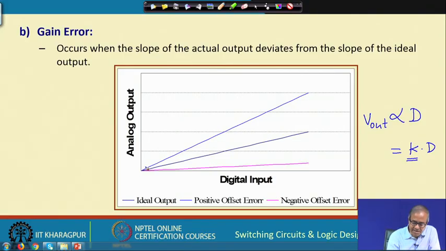If K changes, here I am showing it as a straight line, but actually these are the steps. I am showing it as a straight line approximately. So, what will happen? The slope of the straight line will change if the value of K changes. This is called gain error. Suppose this black one is the ideal output. If there is a positive gain error, you will be moving in this direction. If it is a negative error, you will be moving in this direction. Slope will change.